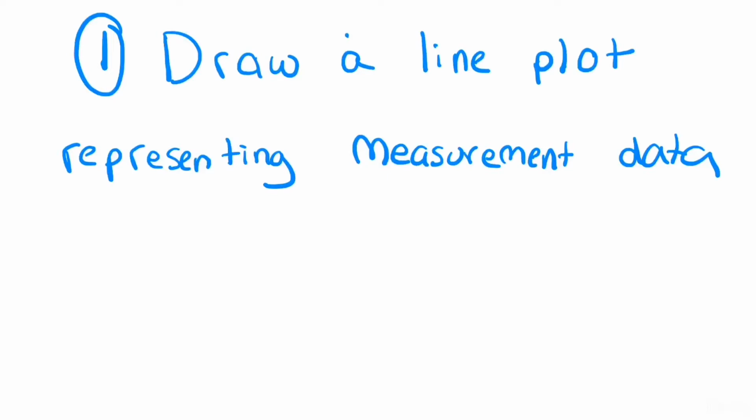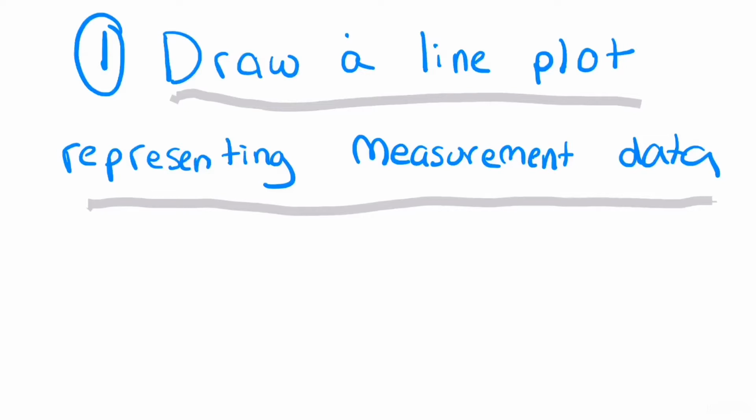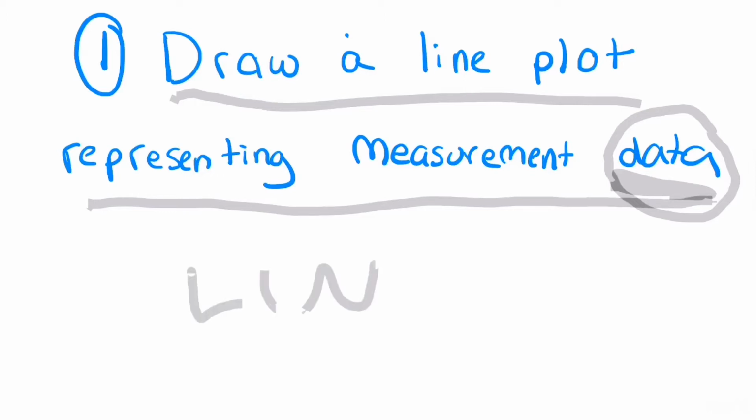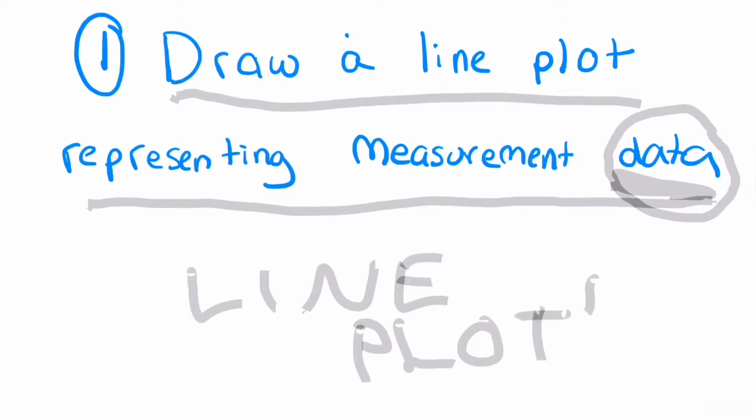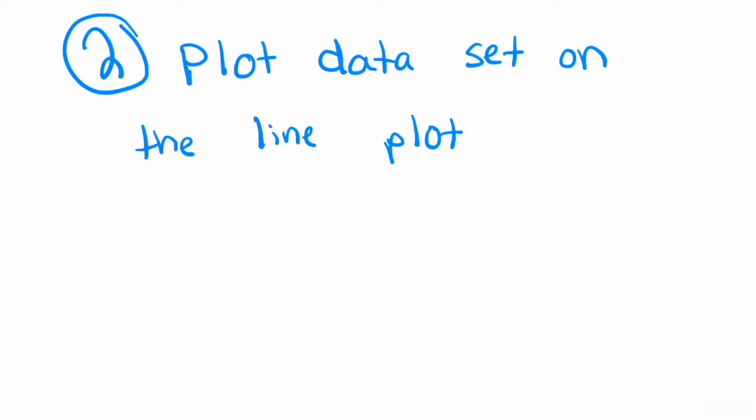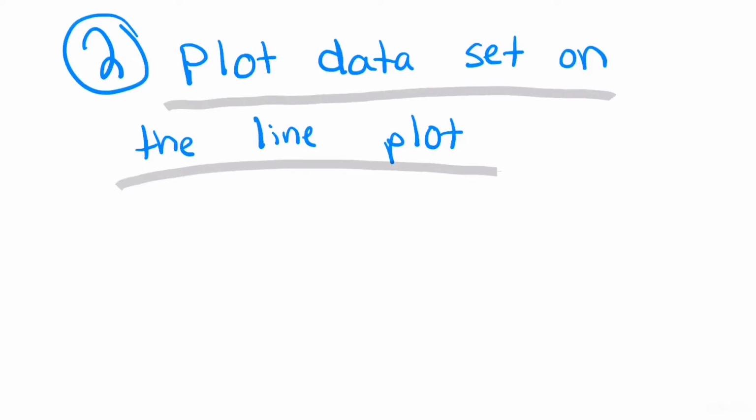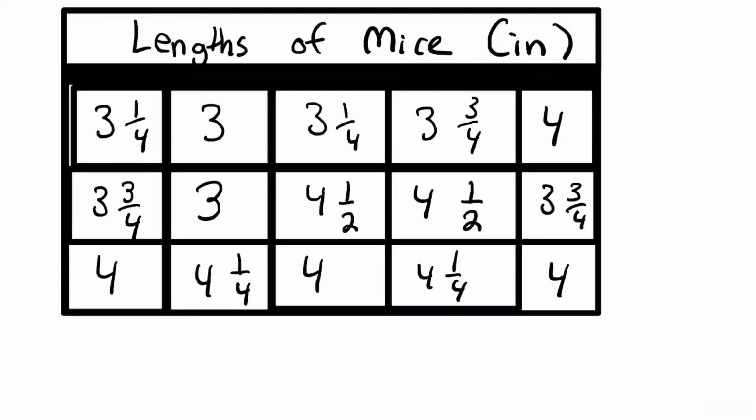The first step is to draw a line plot representing measurement data. So you'll see a chart with the data or information in it, and you're going to take that data and make a line plot. Okay. Then the second part is you're going to plot the data set on the line plot. So you're going to take that data, that information from the chart, and put it on the line plot.